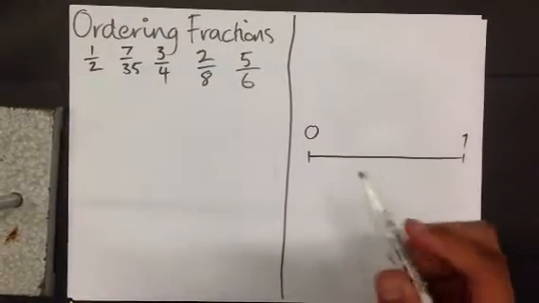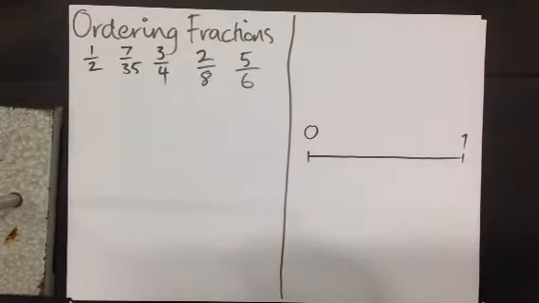Okay, so what we're doing here is looking at ordering fractions. If I'm given a list of fractions, how can I put those in order from smallest to largest?